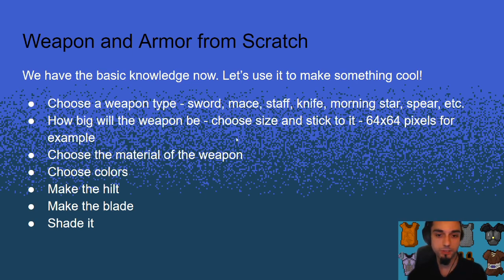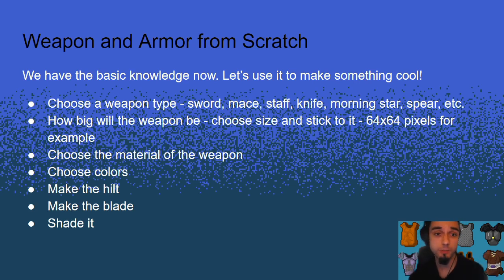When we choose what kind of weapon we do, we need to figure out how the weapon is going to be positioned. Is it going to be tilted? Is it going to be side to one side to the other? We need to choose also the material of the weapon. Is it going to be wooden? Is it going to be metal or rock?